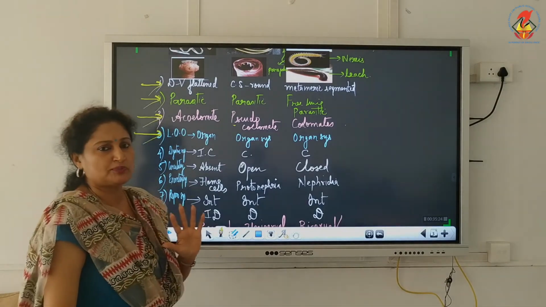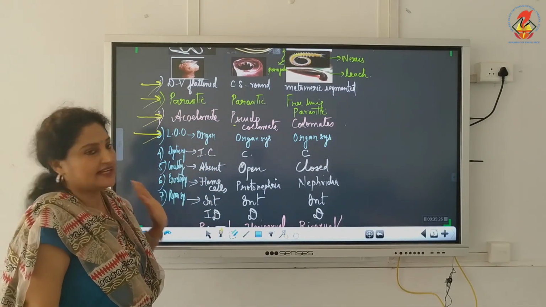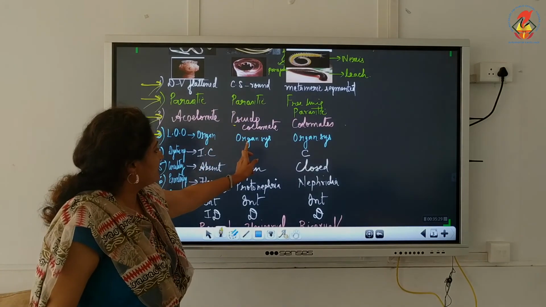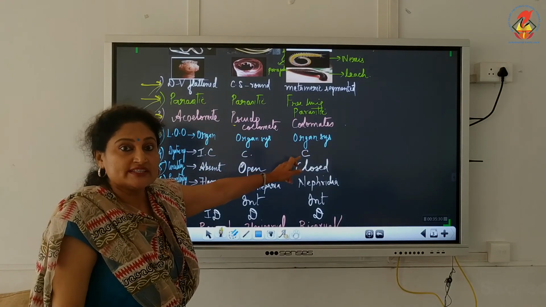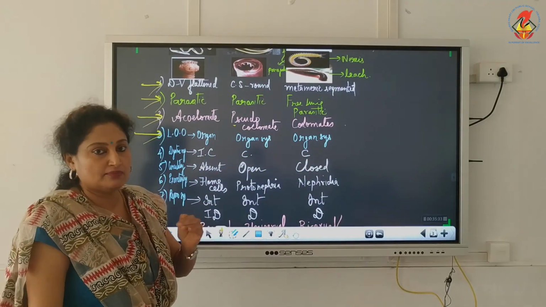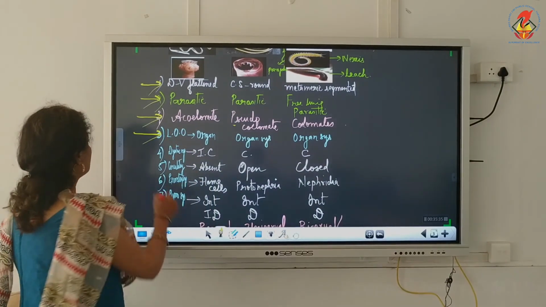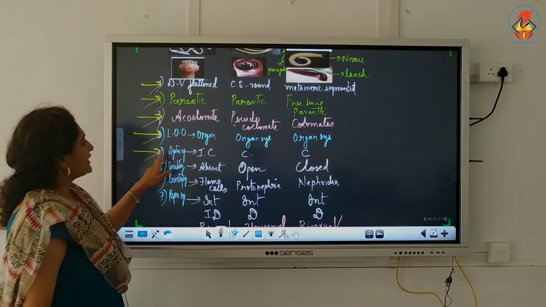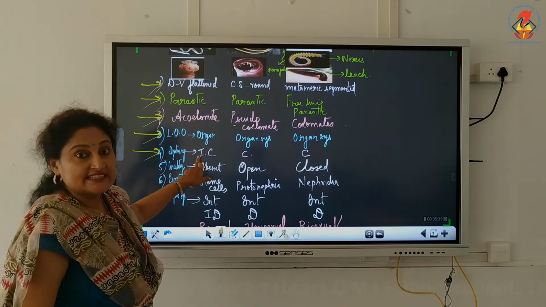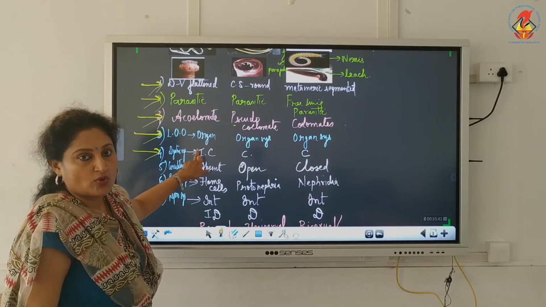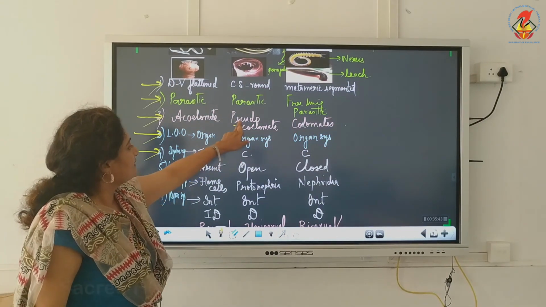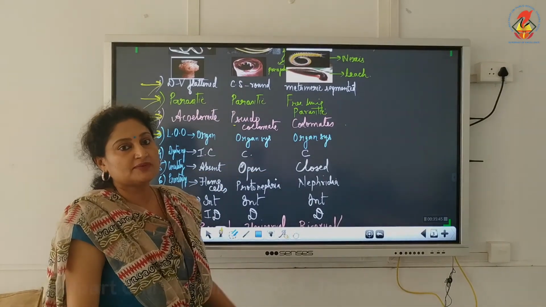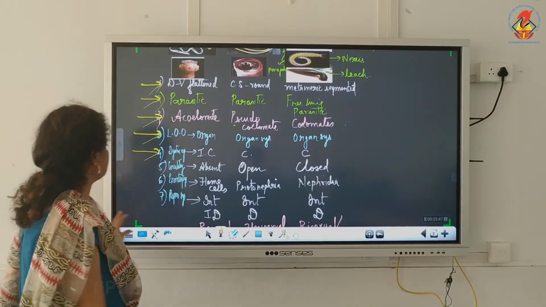Now, level of organization. Platyhelminthes show a primitive level of organization, organ level, whereas aschelminthes and annelids show organ system level of organization, but a little more higher level. Then digestive system. In platyhelminthes, the digestive system is incomplete, only one opening, the mouth, whereas these two worms have a complete digestive system having two openings, mouth and anus.